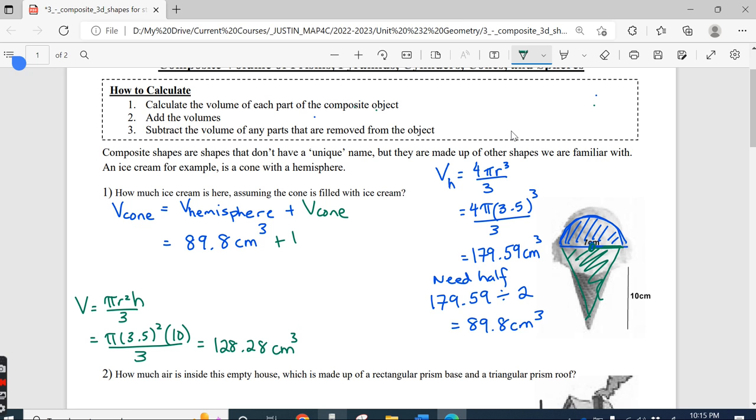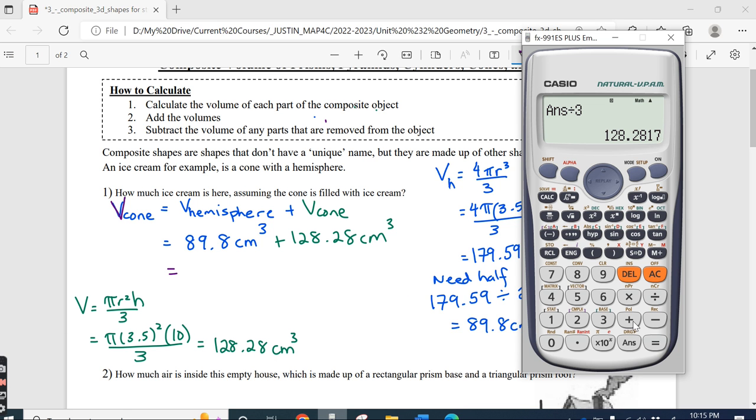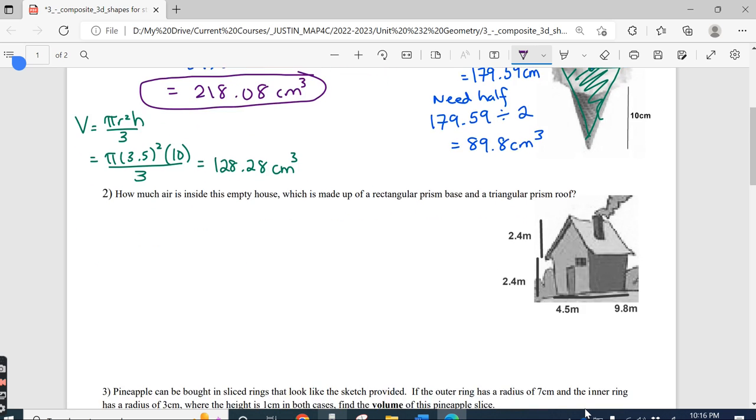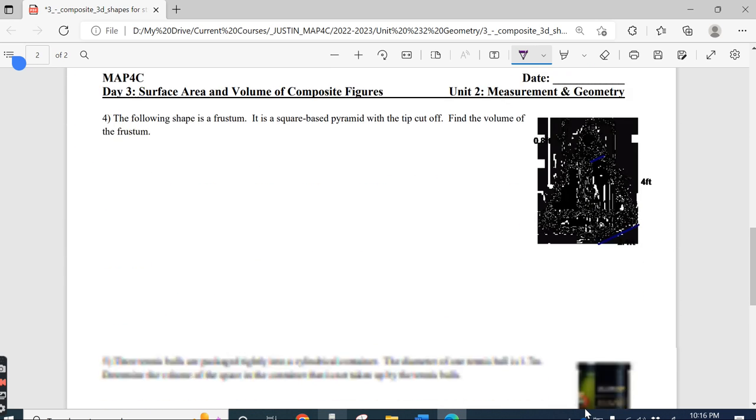So this would be plus 128.28 centimeters cubed. So the volume of the entire thing would equal those two numbers added together, 89.8 plus 128.28 equals 218.08 centimeters cubed. And we are done. Okay? So all we have to do is look at the object. So you have 1, 2.